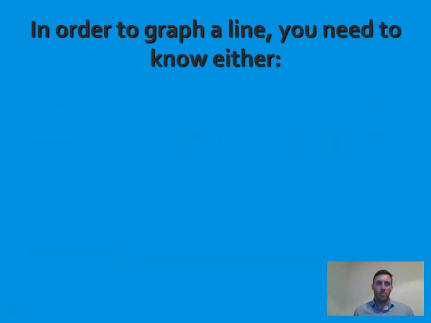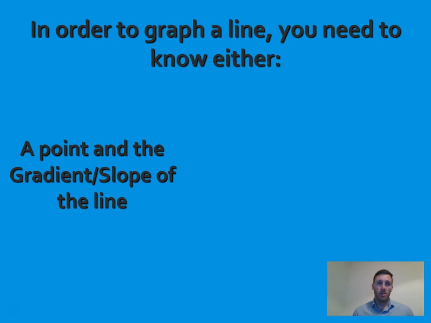In order to graph a line, we need to know 2 bits of information. We either need to know a point on the line and the slope, or we need to know 2 points on the line.